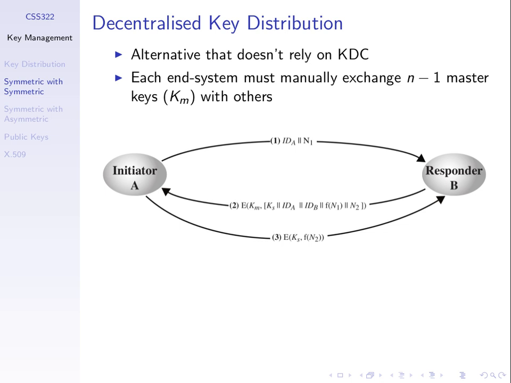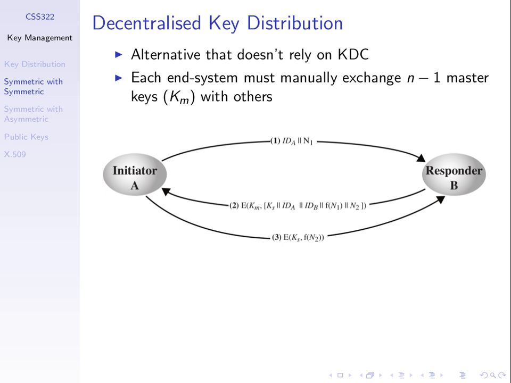This decentralized scheme assumes that A and B have already shared a master key, KM. Then they follow these three steps, and the result is that they both have a session key. A and B share a session key, KS. Then when they want to send data, they encrypt using the session key. Why not do these three steps and just encrypt our data with the master key? Well, it's this concept of we want to be able to change our keys on a regular basis.